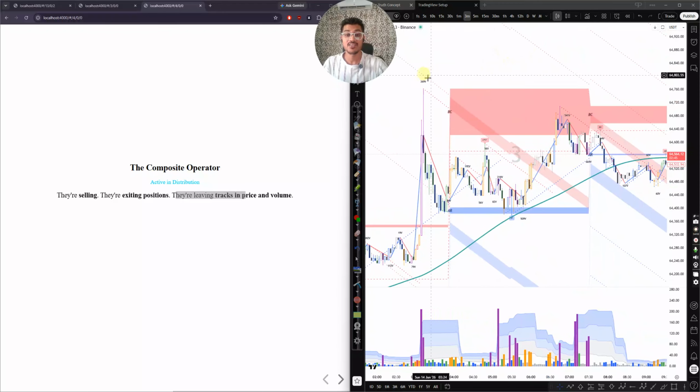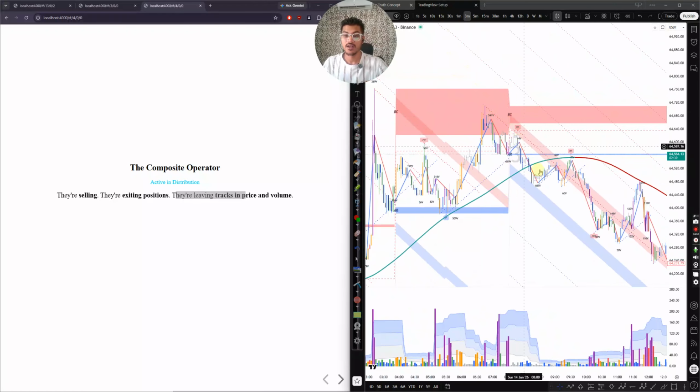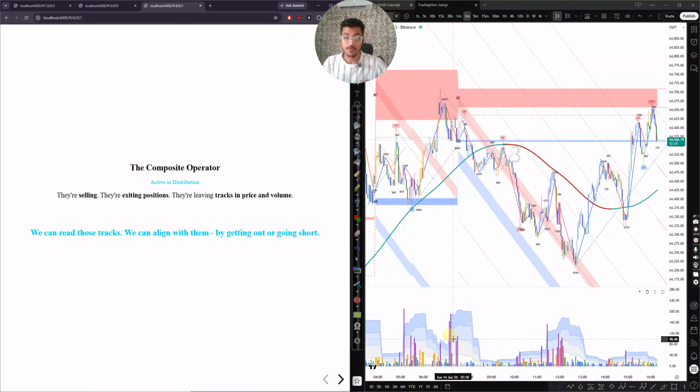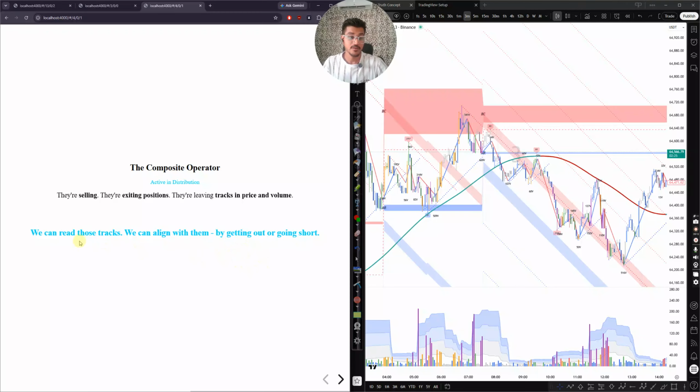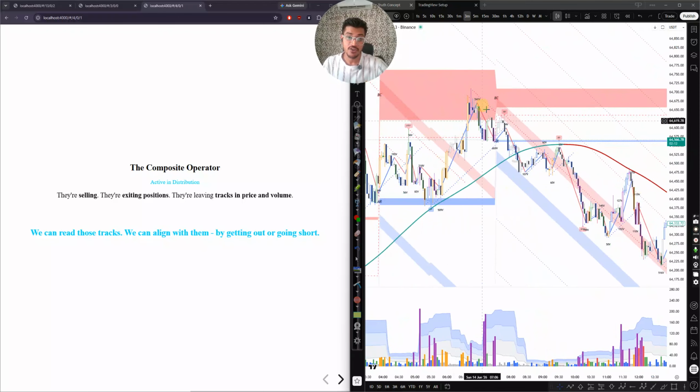So you can see the institutions started selling around here, very high volume, then it goes sideways, then they are testing that support, which becomes resistance, and then finally price goes down. And they are leaving tracks with this purple color of volume candle. So we can read those tracks and align with them, by getting out or going short. This is what I actually told you: if you are in a long trade, just get out, and get into the trade again on the short side when it is below that, right?